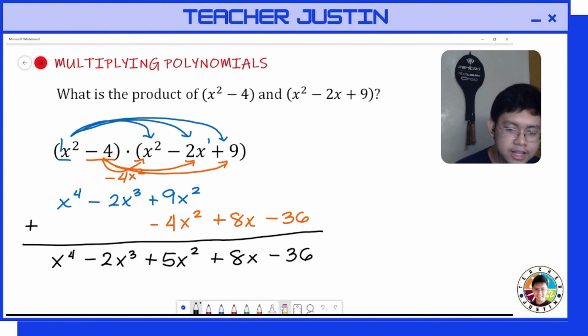So our final answer, the product of these two polynomials, will be x raised to 4 minus 2x raised to 3 plus 5x squared plus 8x minus 36. Alright, ta-da! And that is it.